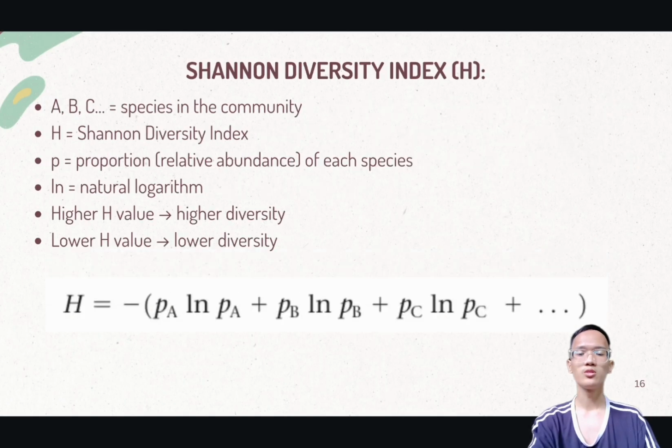Now, what does this mean? Well, the A, B, and C is the species in the community. The H is simply the symbol for Shannon Index. The P is the proportion or relative abundance of each species. And the N is the natural logarithm. Now, if the H value is higher, then it is a higher diversity. If it's lower, then it's lower diversity.